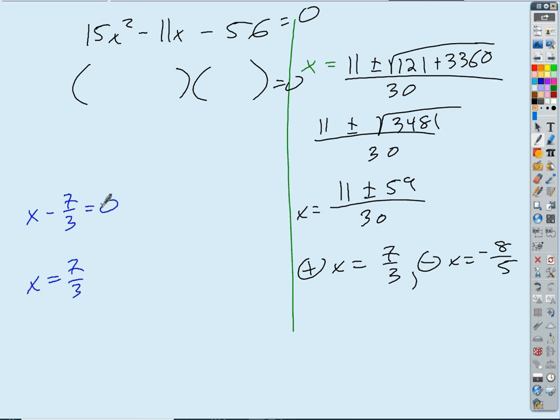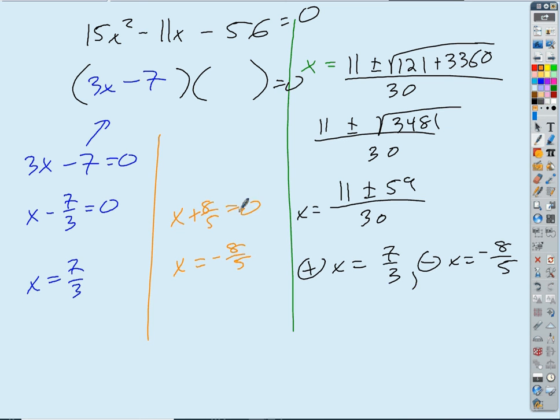Now that's awkward, because we've got a fraction in there, but I could easily clear the fractions by multiplying both sides by 3. If I multiply both sides by 3, I get 3x minus 7 equals 0. And then I could do the same thing with my negative 8/5. If x equals negative 8/5, then that's the same as saying x plus 8/5 equals 0, which is the same as saying 5x plus 8 equals 0.